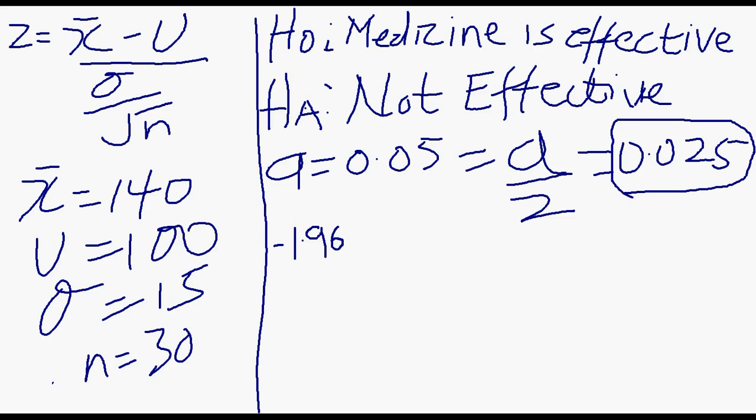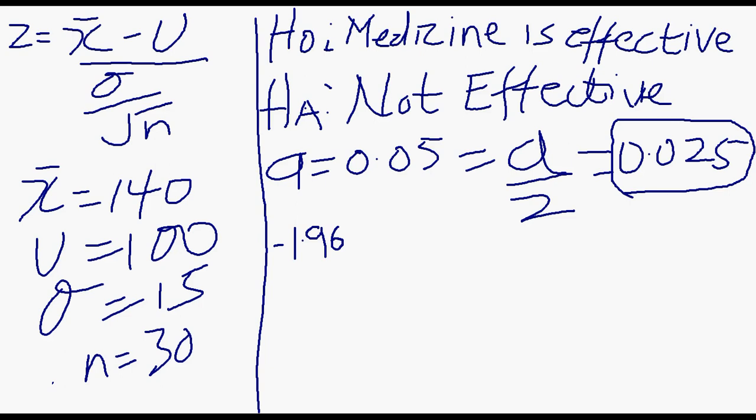Negative 1.96, like the interpretation for the 0.025, that's the z value for that one. So the z value for 0.025 critical level is 1.96. I mean, the table explains that.